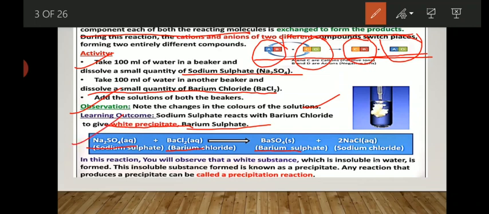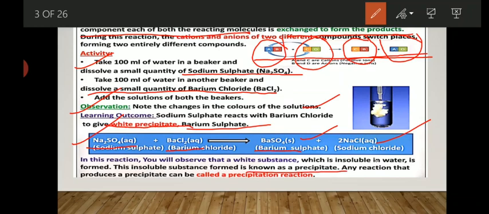By this it is proved that a double displacement reaction is a reaction in which one of the components of both reactants interchange their places in order to provide a new type of substance with completely new properties. In this reaction you will observe that a white substance which is insoluble in water is formed. This insoluble substance formed is known as a precipitate, which we already discussed.